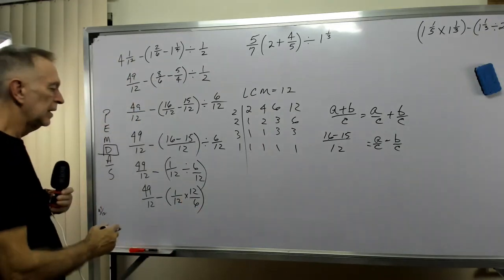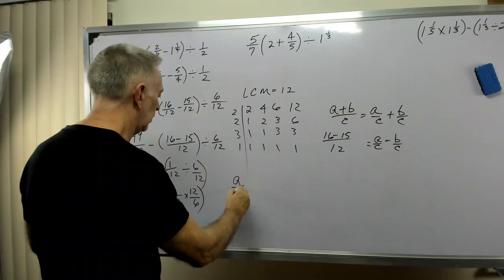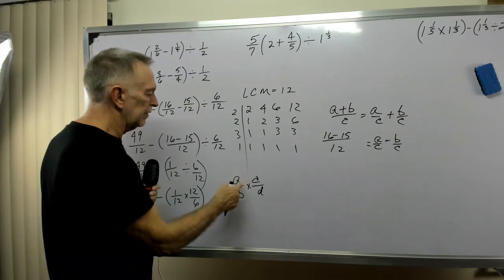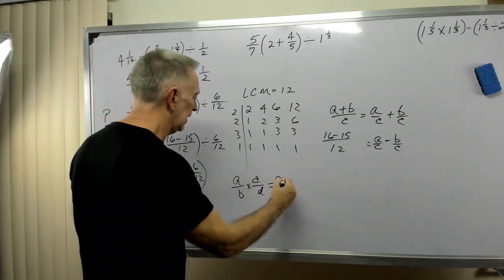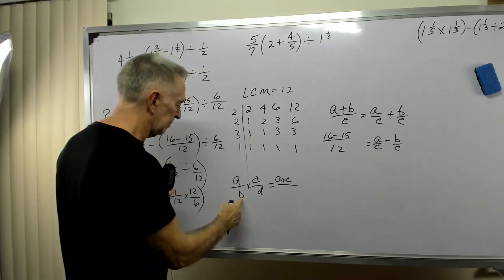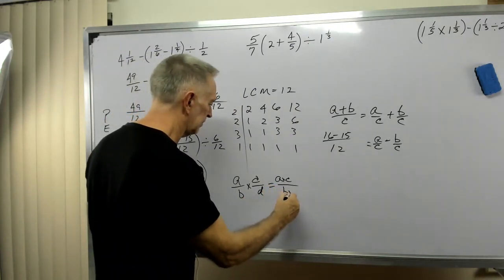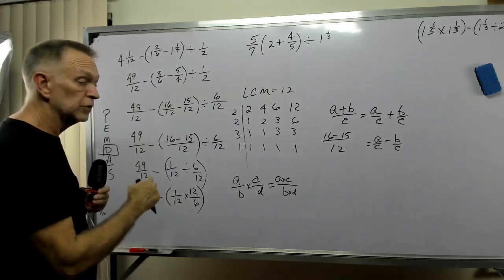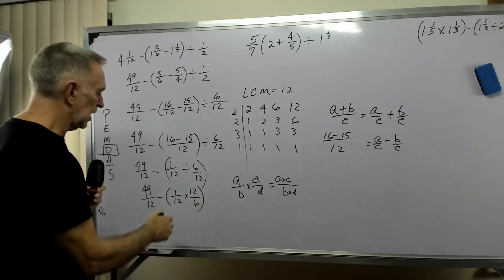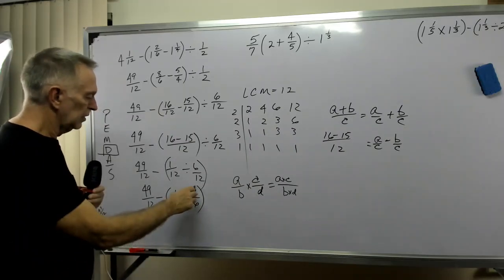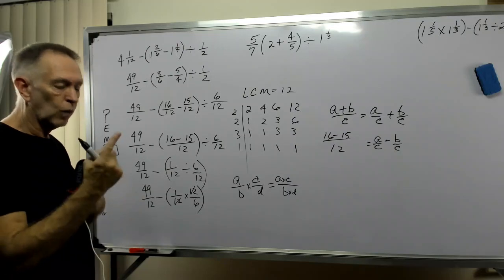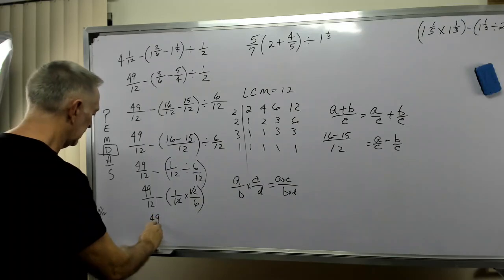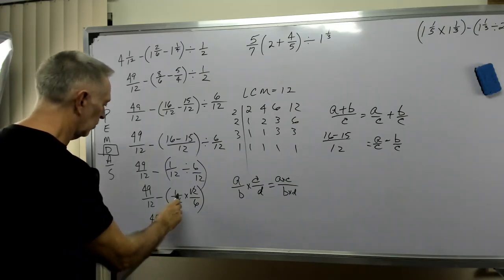Right? Now when you multiply fractions, A over B times C over D, you just multiply the numerators. So that's A times C divided by B times D. So that's what I'm doing here. 1 times 12 is 12 divided by 6 times 12. Now in this case, what is 12 divided by 12? It's 1. So the 12s can cancel, and I end up with 49 over 12 minus 1 over 6.